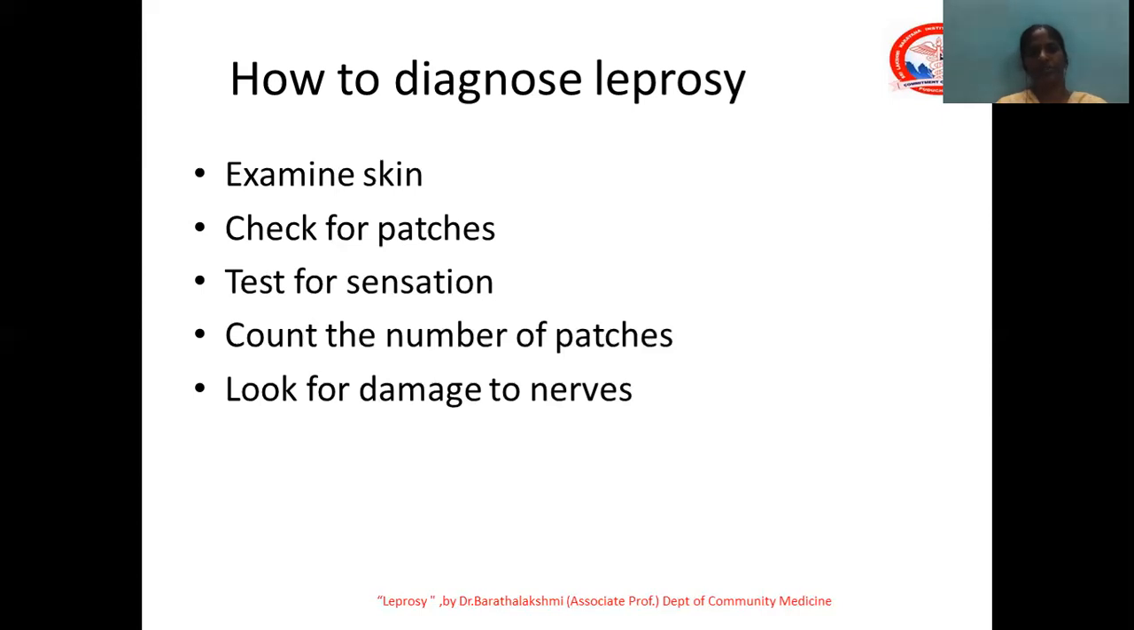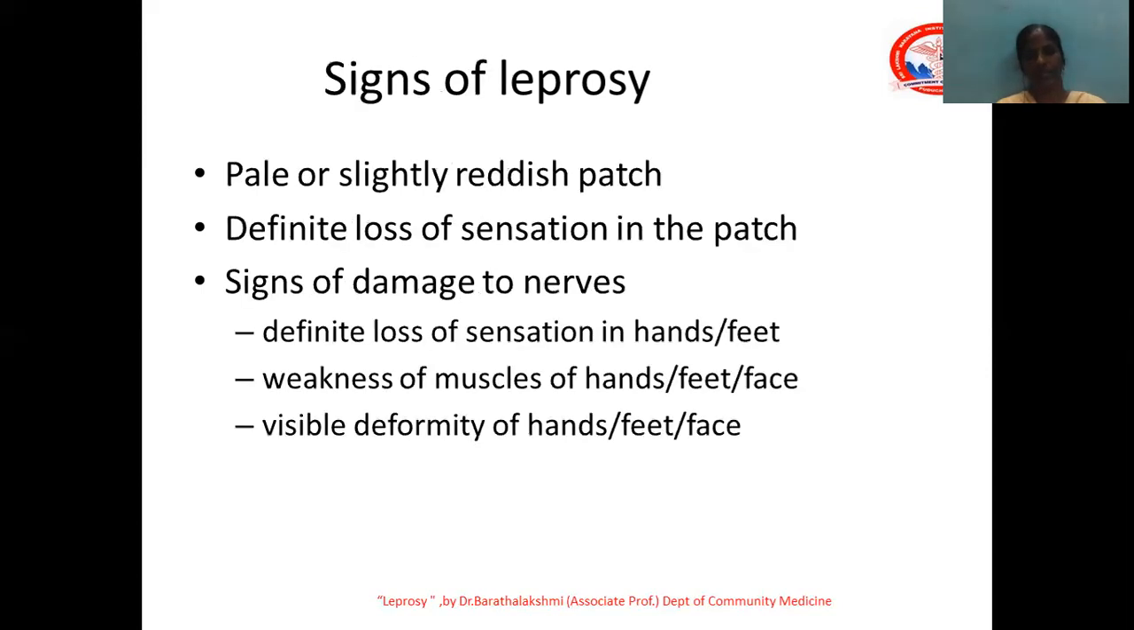Look for damage to nerves. Definitely the trochlear nerves, then the great auricular nerves, the ulnar nerve on both sides, and then the common popliteal nerve should be tested, and it should be looked for thickening of the nerves. So these are the ways to diagnose leprosy.